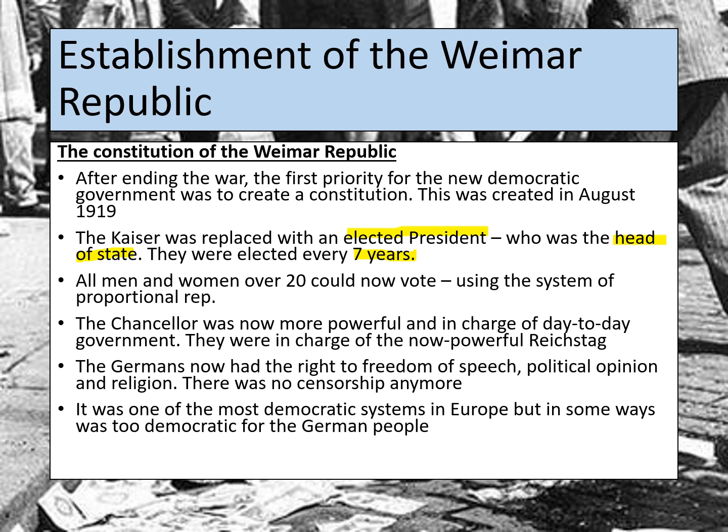So we also need to think about who could vote for the president. Well, all men and women over 20 could now vote. This was much more fair than it was under the Kaiser, where only men over 25 could vote. So now younger people could vote and also women as well, meaning there were more votes being counted. One thing that is important though is that they used a system of proportional representation. This basically meant that every vote counted, and we'll talk a bit more about that on the next slide, so I'm not going to dwell on that right now.